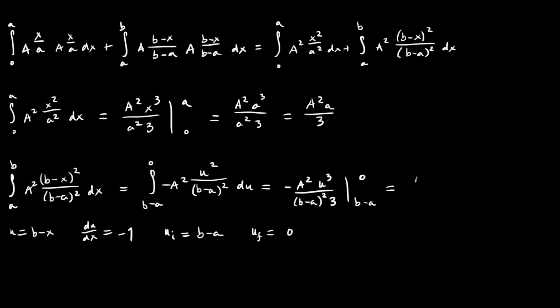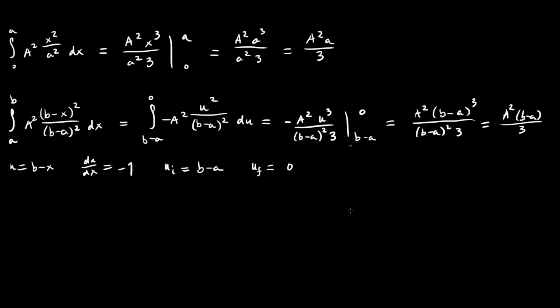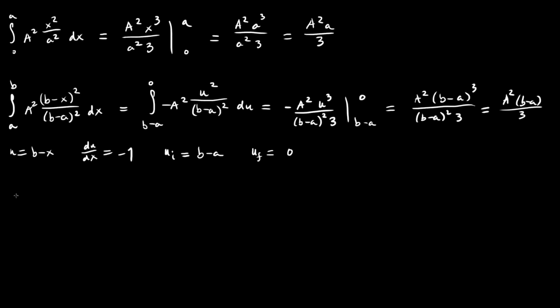And then what we get is A squared (b minus a) cubed over (b minus a) squared times 3, which is just A squared (b minus a) over 3. And if you notice, the negative goes away since the b minus a is on the bottom. Okay, now we just have to combine all of this. So we know that A squared a over 3 plus A squared (b minus a) over 3 must equal 1.